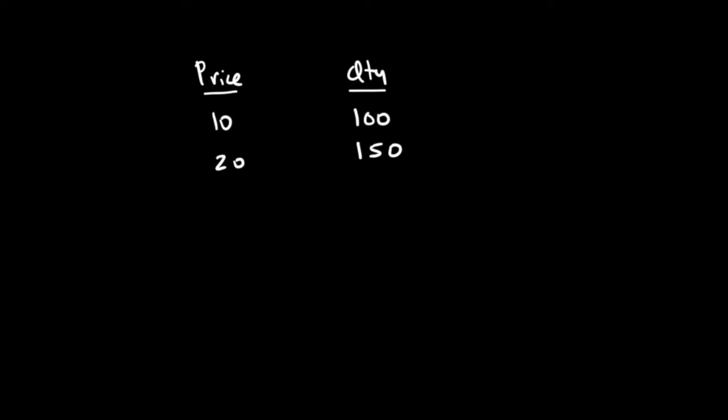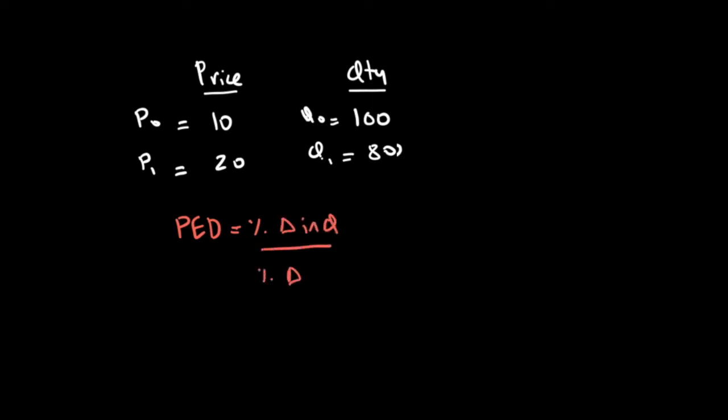Let's do an example where we change the price and as a result change the quantity and find PED of a good. Let's say previously your price P0 was 10 and then the price went to $20. So the price is going up from 10 to 20. And let's say quantity previously was 100, and because of the price going up, the quantity goes to, for example, 80. Let's find out PED using our formula. Our formula for PED is percentage change in QD over percentage change in price.